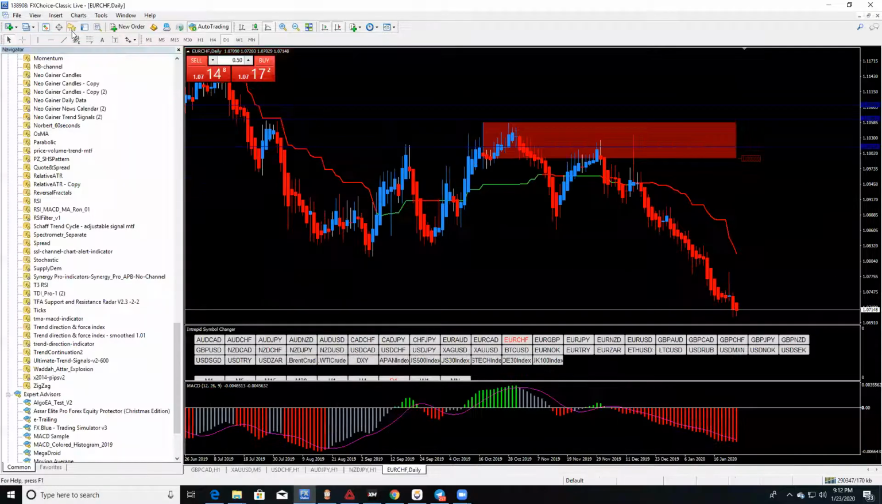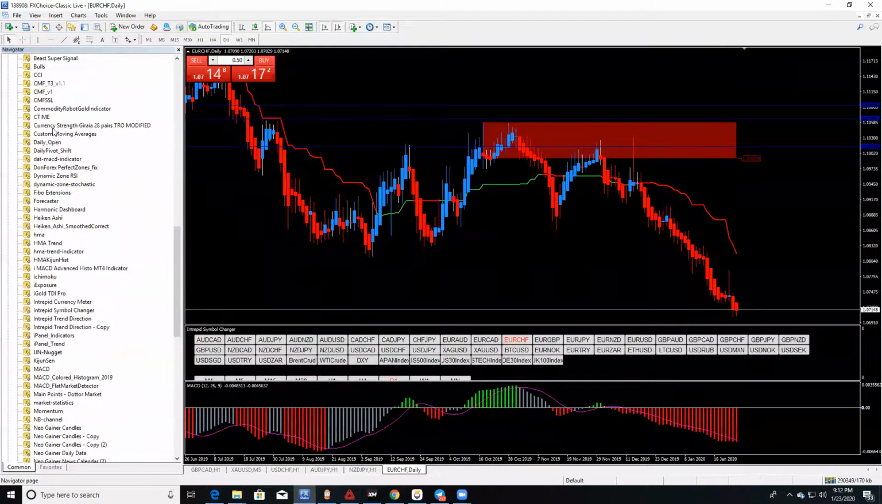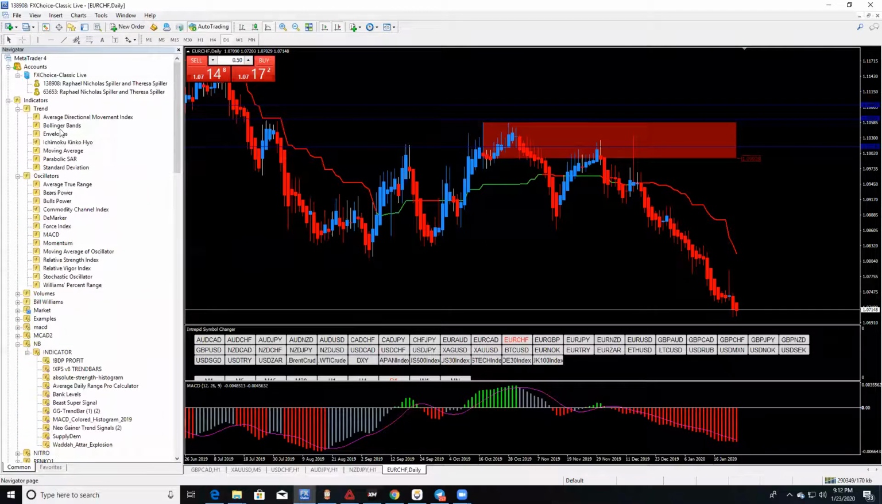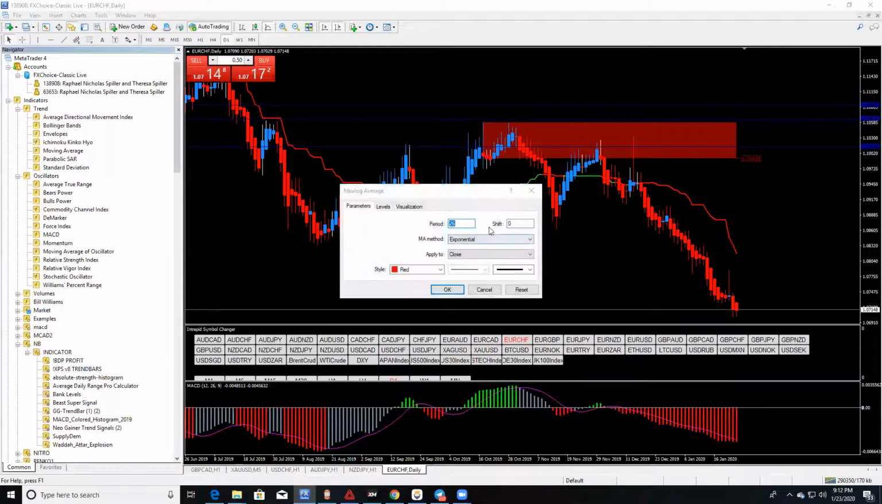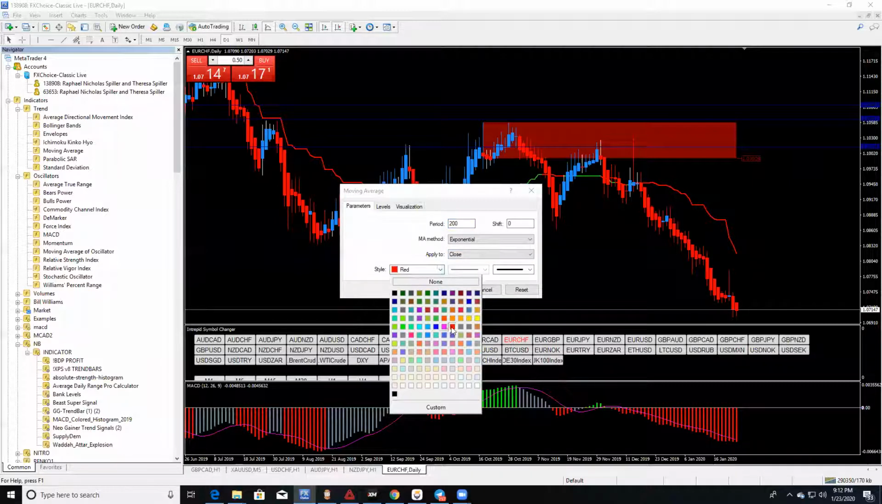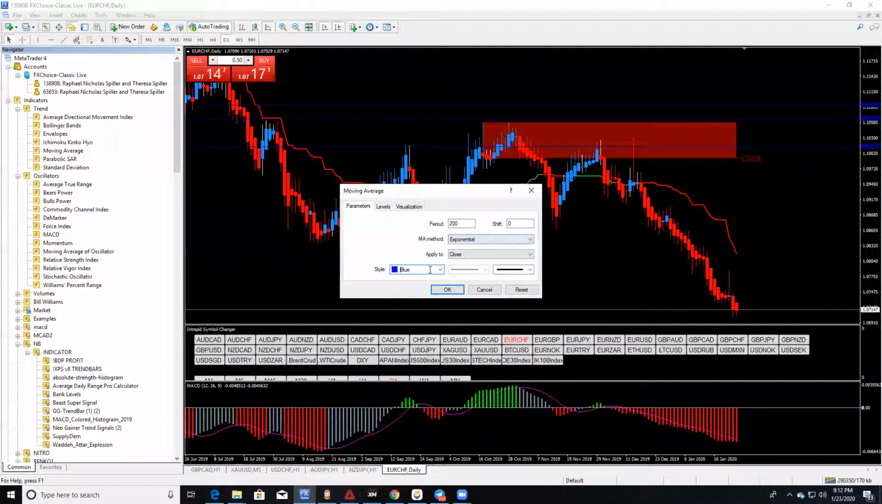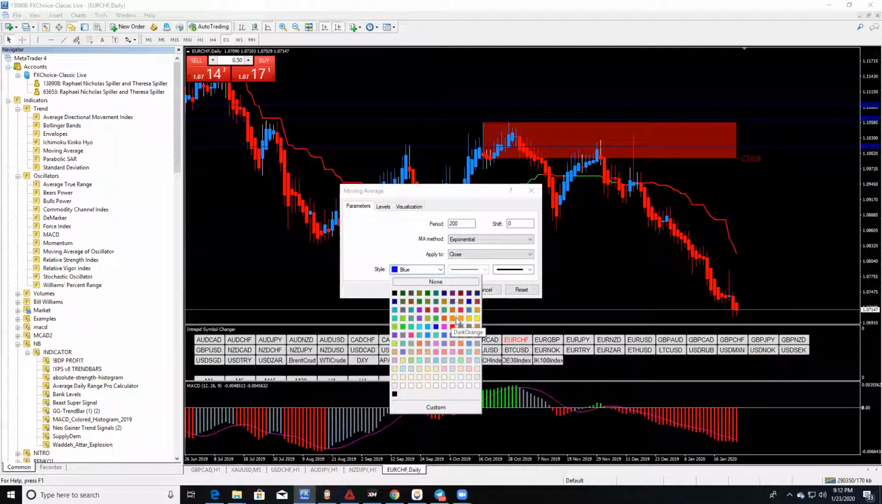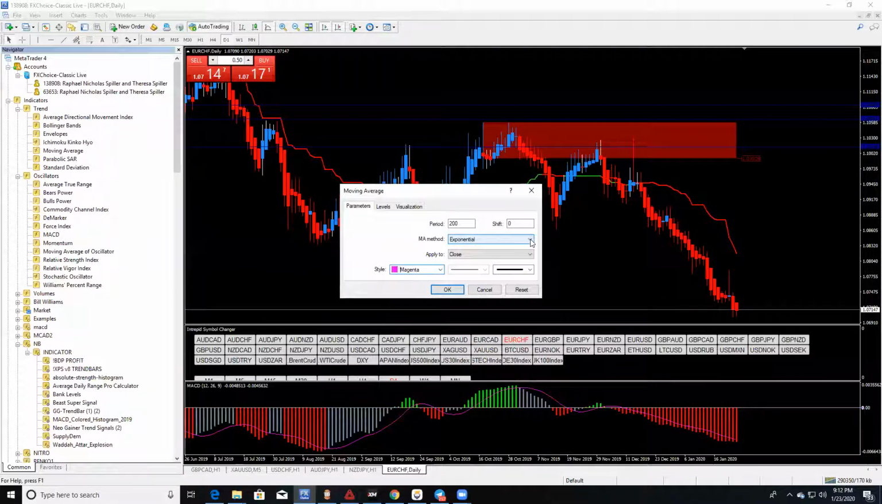Now, there's a moving average I want you to put on your chart. There's only going to be one. It's the king of all moving averages, and that's the 200 moving average. 200 simple. It's the king of all moving averages.